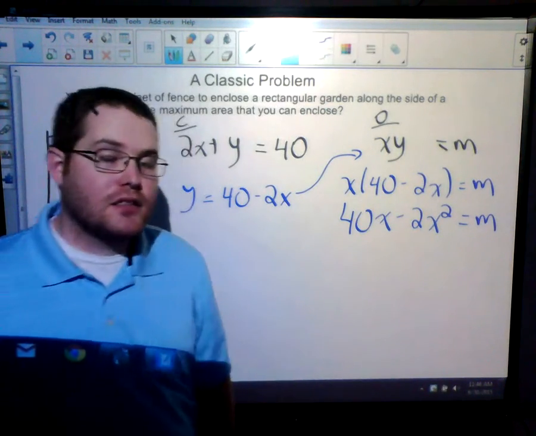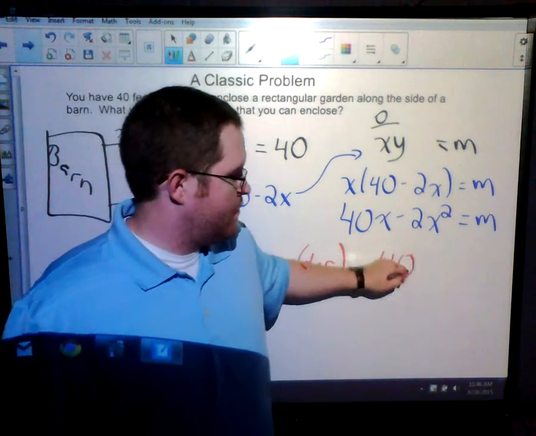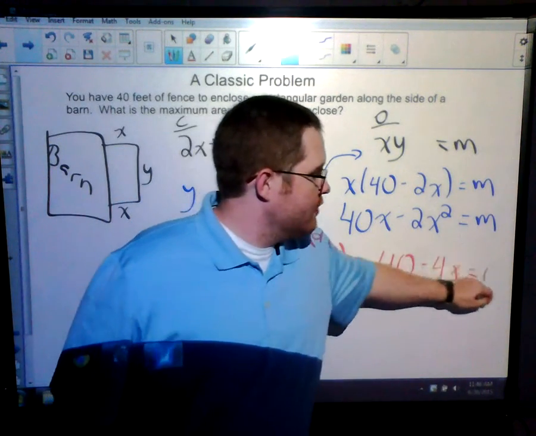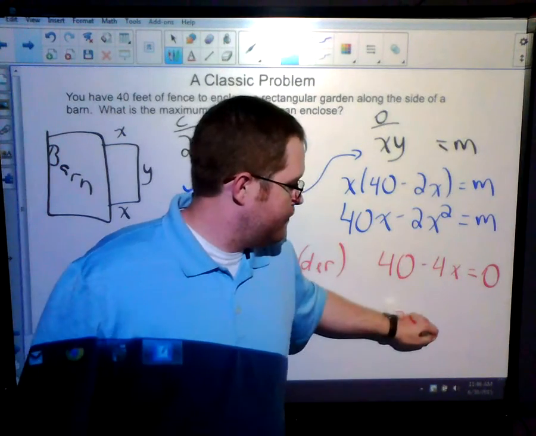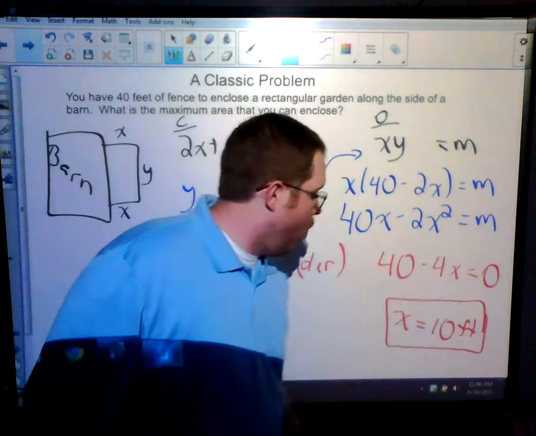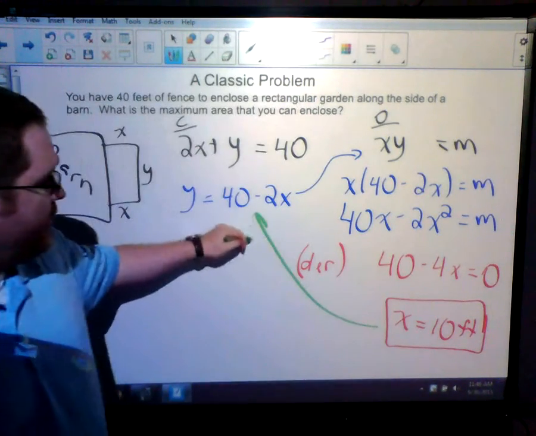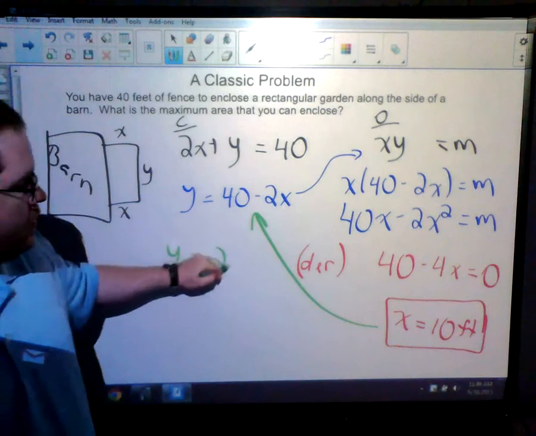How do you find a max? Take the derivative. Set it equal to 0. So x equals 10 feet. That's only one of the two parts. Plug it back in here. Y equals 20 feet.